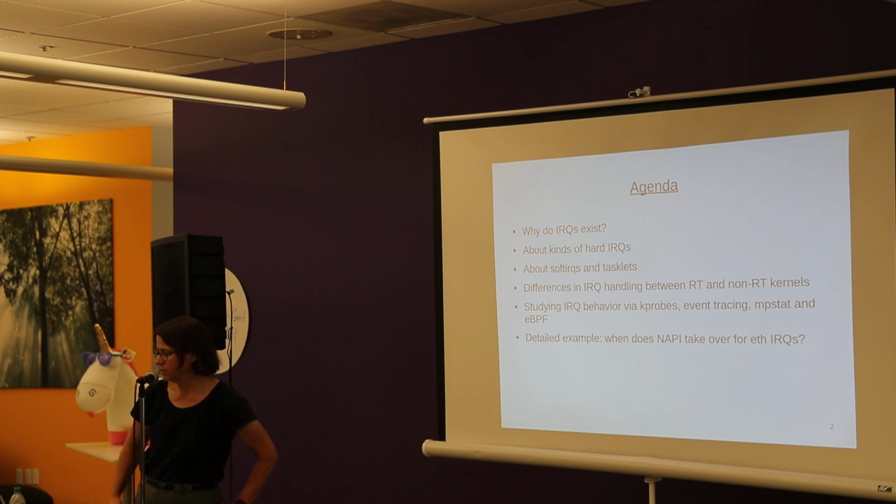In the full version of this talk, I give some examples of studying the behavior of IRQs with kprobes, jprobes, event tracing, mpstat, which is a regular util-linux tool, and of course eBPF that I already mentioned. And the example that I investigate in depth, which is about the second half, is about understanding and tracing when network packets that are received on Ethernet are switched over to what's called NAPI, the new API.